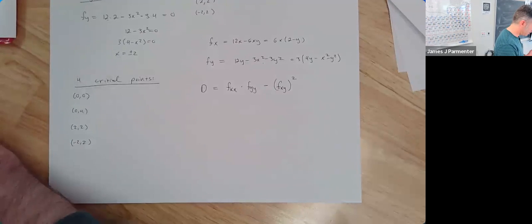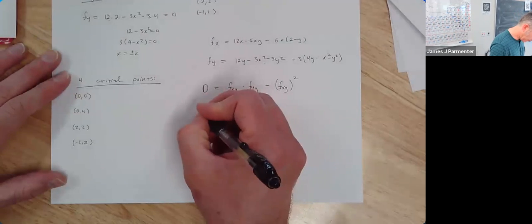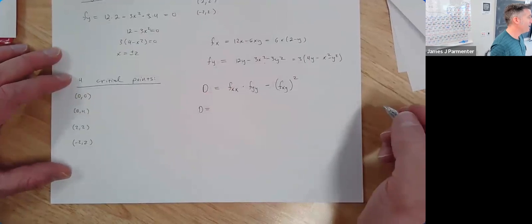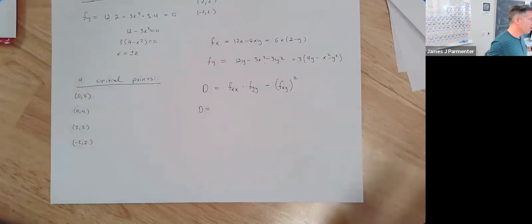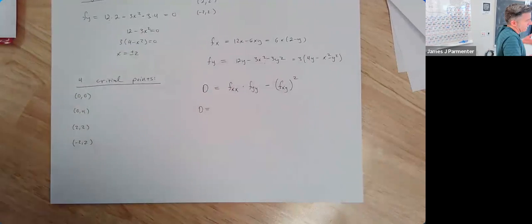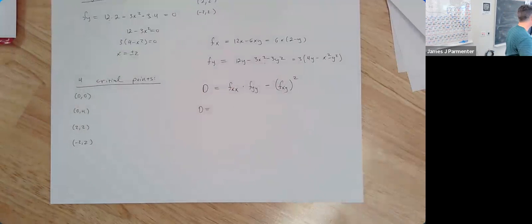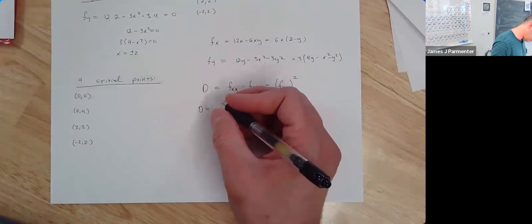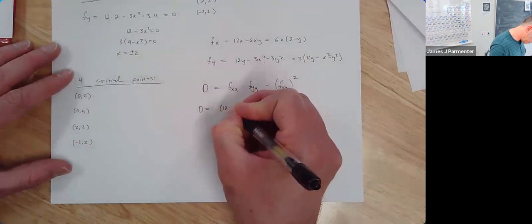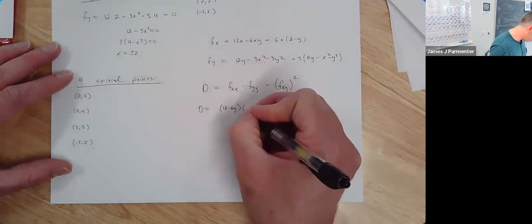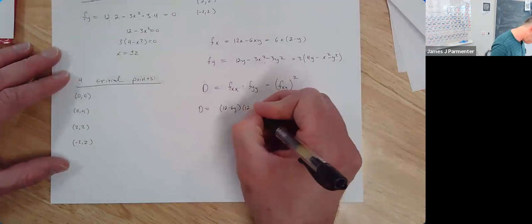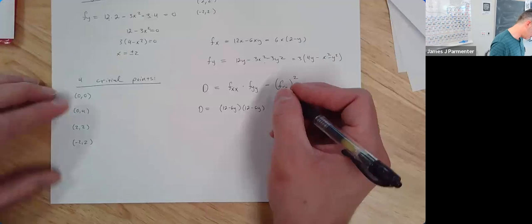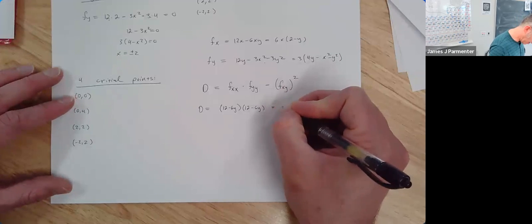So in this particular example, our capital D, by the way, D stands for determinant of the Hessian matrix. It doesn't matter, but in case you're wondering why it's called D, that's why, because it's the determinant of some matrix. That's going to equal, so our fxx was, I'm just looking back at my notes here, 12 minus 6y. My fyy was also 12 minus 6y. My fxy was negative 6x. So was my fyx.